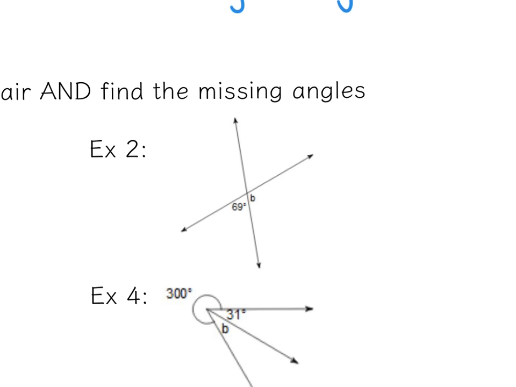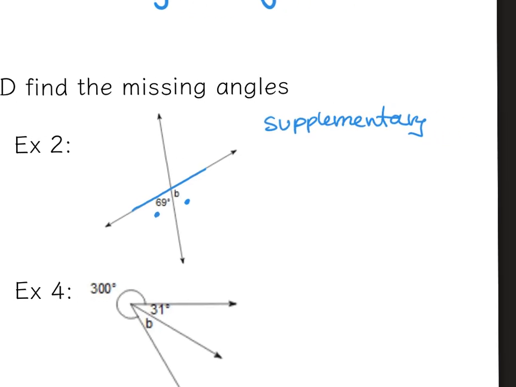Example 2. So we have these 2 angles right here. Since they are right next to each other and they make a straight angle, these are called supplementary angles. Supplementary angles add up to 180.